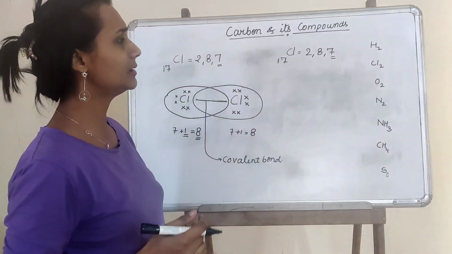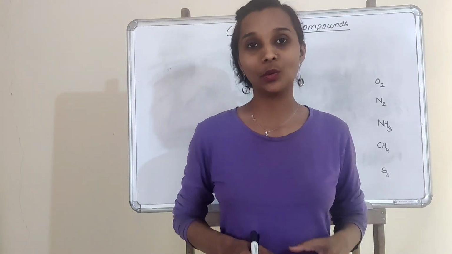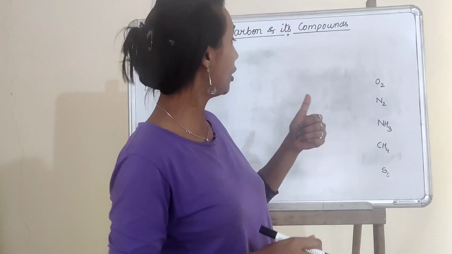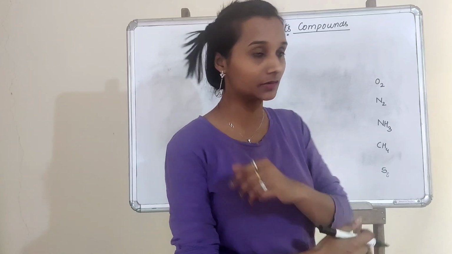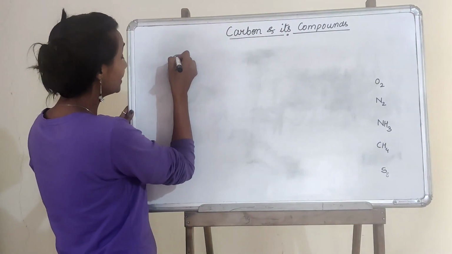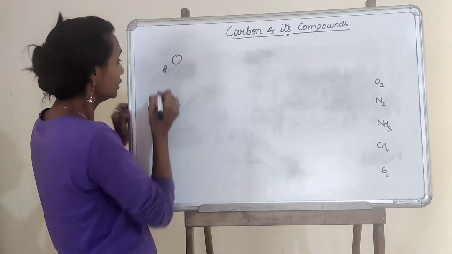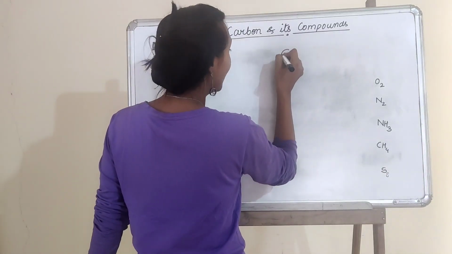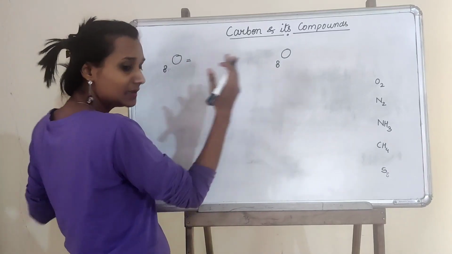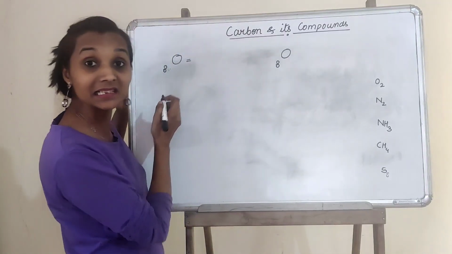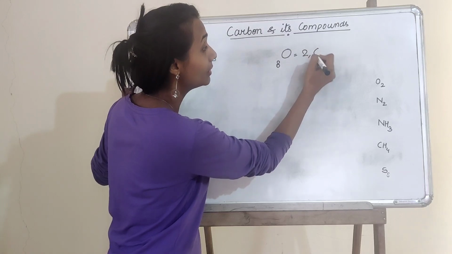Okay, so after this example, let us move towards the oxygen molecule. So now we are going to study the formation of the oxygen molecule. We are going to see its Lewis dot structure. Let us start. Now, oxygen has atomic number how much? It has atomic number 8. So this is one oxygen atom. I am drawing the other oxygen atom having atomic number 8. So the distribution of electrons in the shells will be 2, 6. Here it will be 2, 6.